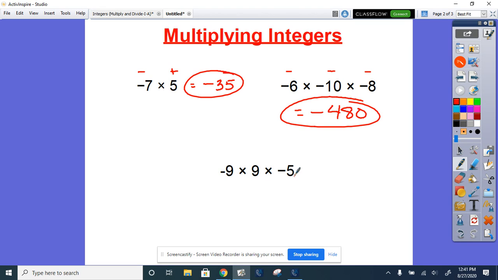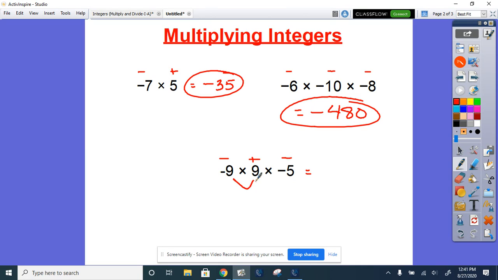I'll do that one more time at the bottom here, okay? I have a negative 9, I have a positive 9, and I have a negative 5. So we have to ask ourselves, what type of answer are we going to get in the end here? We have an even number of negatives, which therefore means our answer is going to be positive. I'm not going to write anything in here, okay? And then you can go through with your multiplication, okay?